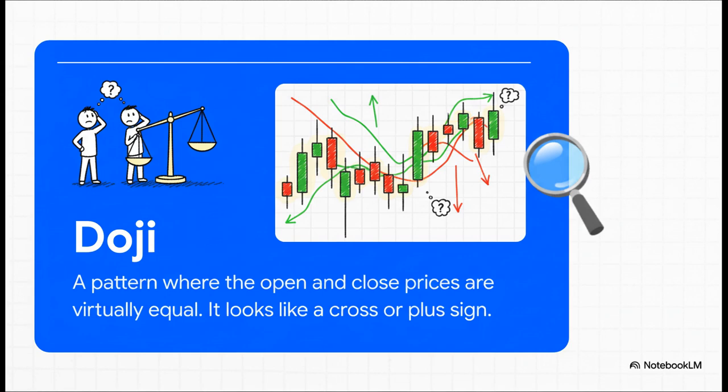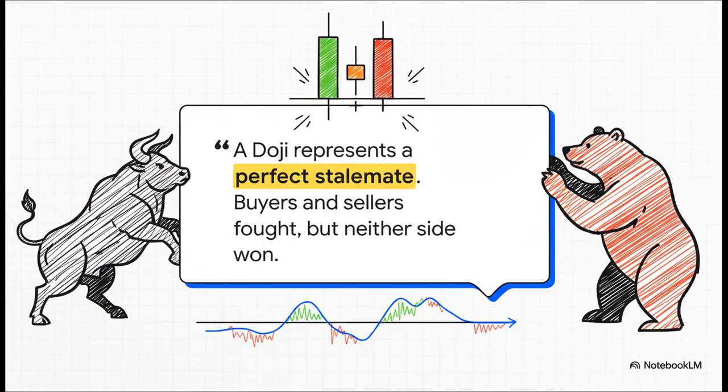A doji is what happens when the opening price and the closing price are pretty much exactly the same. This creates a super tiny body that just looks like a little dash or a plus sign. The long shadows tell you there was a lot of fighting, but in the end, nobody won. This candle tells the story of a perfect tie. It's a total stalemate. The bulls and the bears were in a massive tug-of-war, pushing the price all over the place. But by the end of the day, they ended up right back where they started.